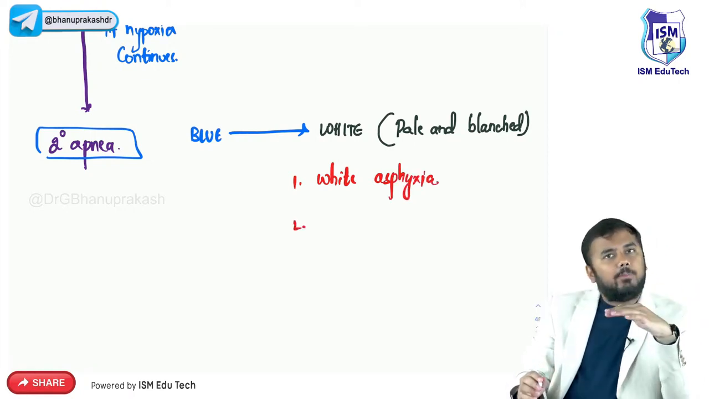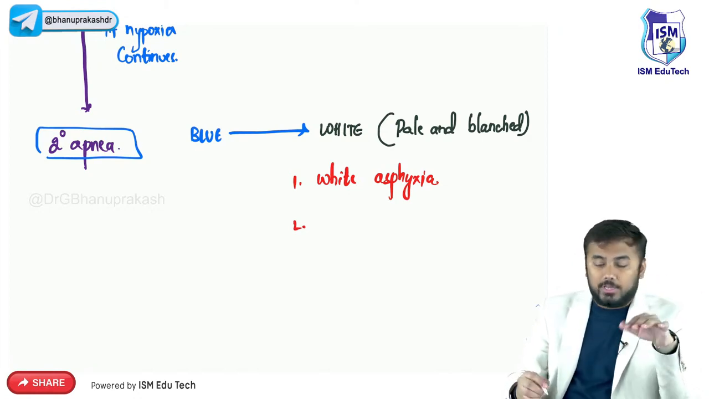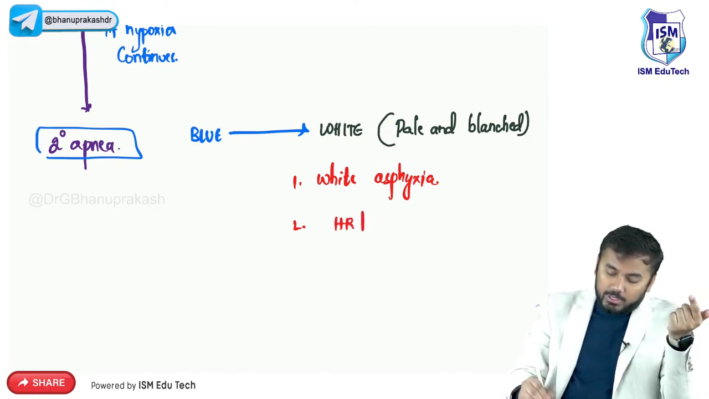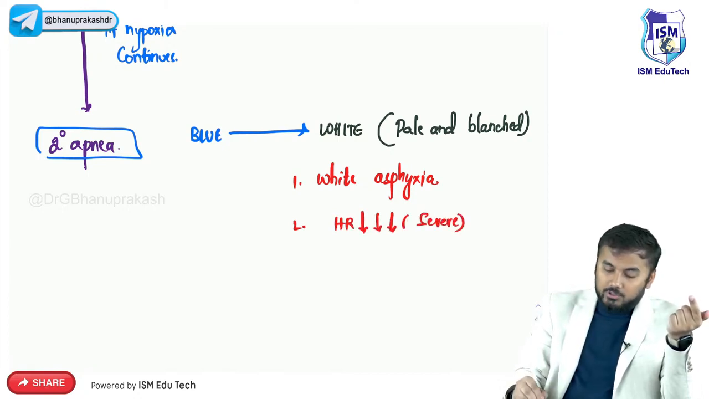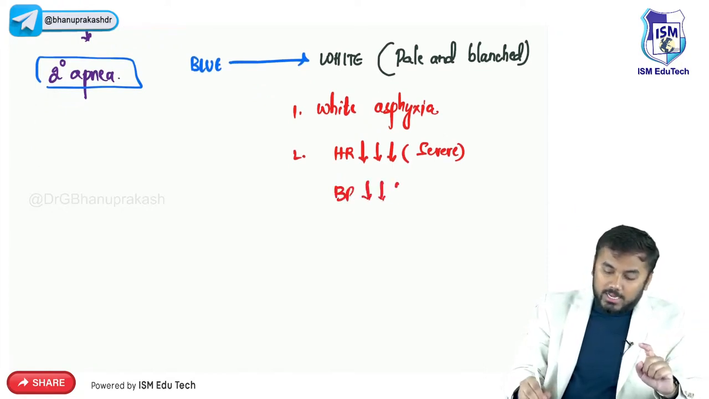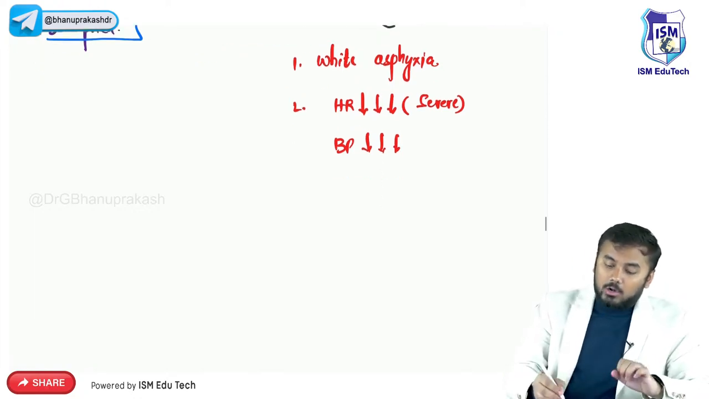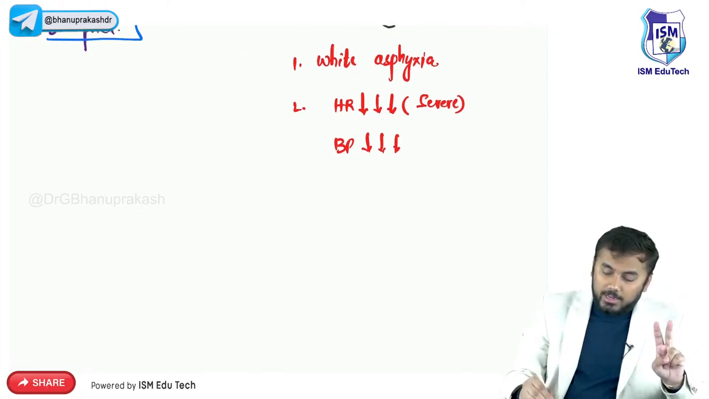Second important thing, here also there will be heart rate reduction, but here is the heart rate reduction more severe or less severe? It is more severe. So there is more severe reduction of heart rate. Not only heart rate, even blood pressure also falls down drastically. Okay, blood pressure also falls down drastically. And not only that, two more important features, what are they?